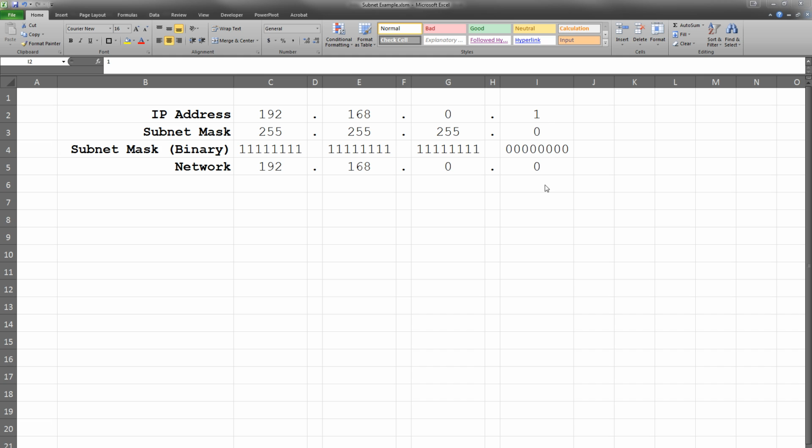And so in this particular example, we can assign hosts between 192.168.0.1 and 192.168.0.254, which is the highest number that's not broadcast. 192.168.0.255 is the broadcast address for this subnet.